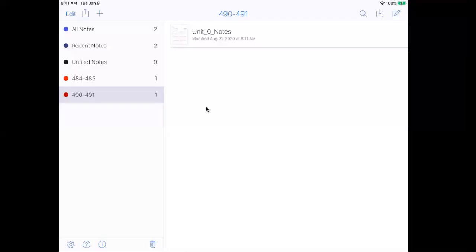All right, so again, in my Notability, I have two folders on both sides, 484 and 490. Those are the two classes I teach. So hopefully you have created some folders or have some way of organizing the stuff that you have in your Notability, because it's going to get jumbled very quickly.